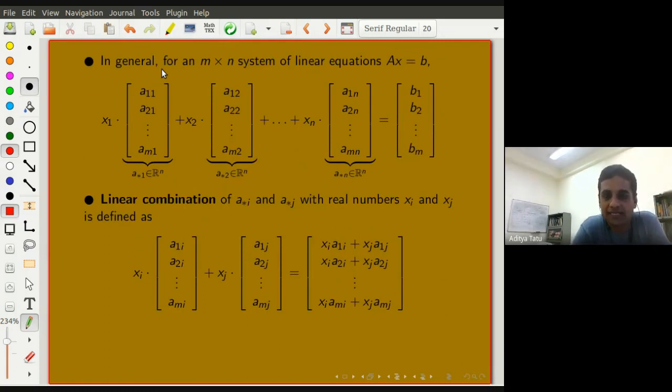So extending it to an m by n system of linear equations, which means that I have m linear equations in n variables. Okay, rewriting this Ax equals b in this form, I'm looking for a scalar x1 which when multiplied to the first column vector, added with multiplication of this real number x2 with the second column vector, and so on and so forth, xn with the nth column vector, gives me the given right hand side vector.